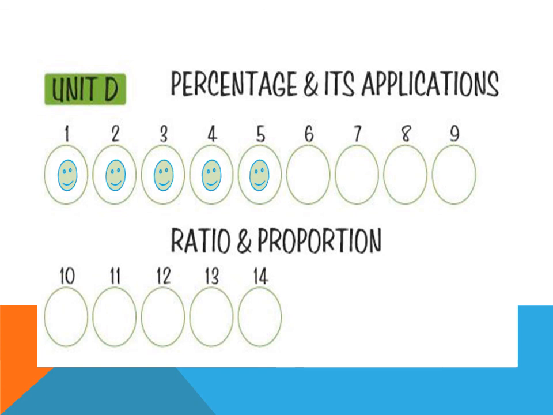So, in the last video, we have done module number 1, 2, 3, 4 and 5. And in this video, that is the second video of the 3 videos that I have made of this chapter, we have done module number 6, 7, 8 and 9. In our next video, we are going to start ratio and proportion and complete module number 10, 11, 12, 13 and 14.